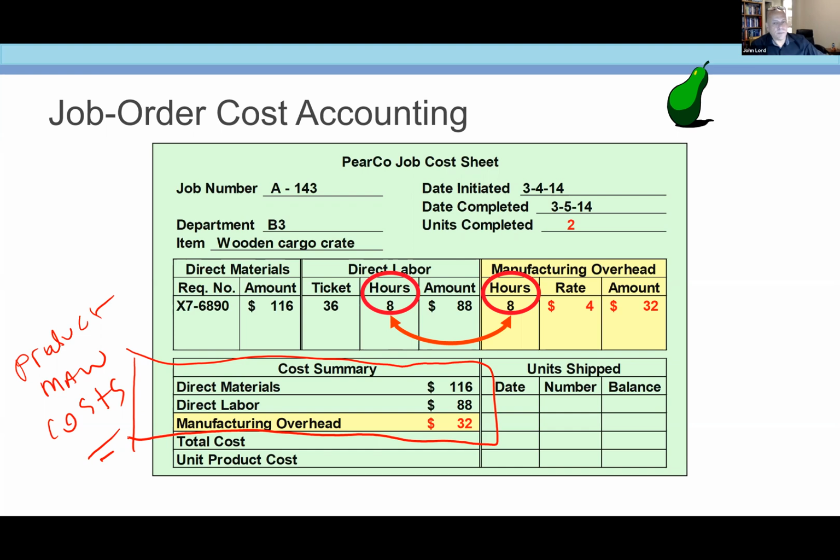First day on the job. Here you go. Here's a job order cost sheet. Go over to that computer over there and get that information into the job order costing system. What do you think you're going to have to do?